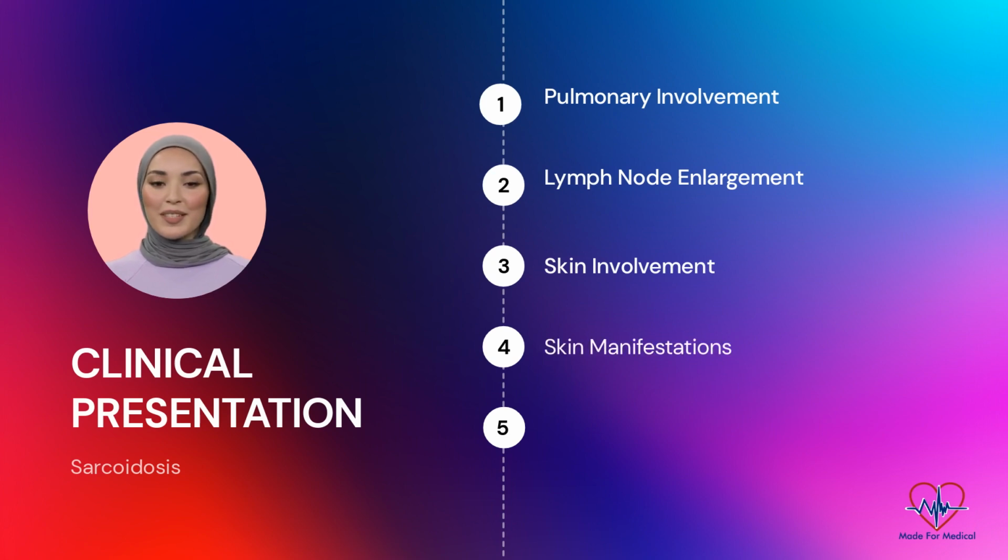Sarcoidosis can affect the eyes, leading to various eye-related symptoms such as dryness, redness, blurred vision, eye pain, sensitivity to light, and in severe cases, uveitis or inflammation within the eye.